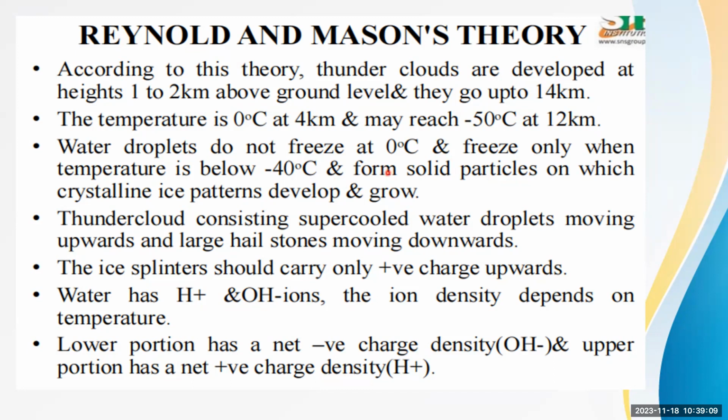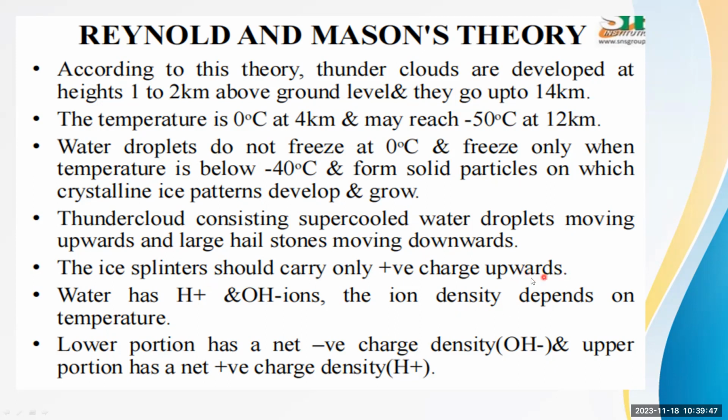So according to this theory, ice crystals are present when the temperature is below minus 40 degrees Celsius, from solid particles on which the crystalline ice patterns develop and grow. Next, the thunder cloud consists of supercooled water droplets moving upwards and large hailstones moving downwards. Because of this, ice splinters should carry only positive charges.